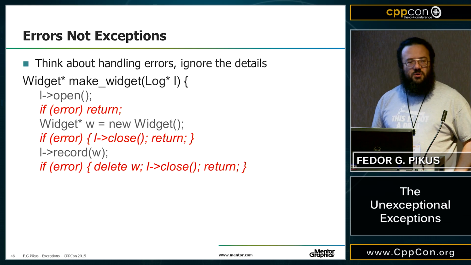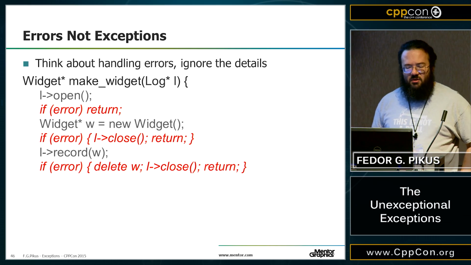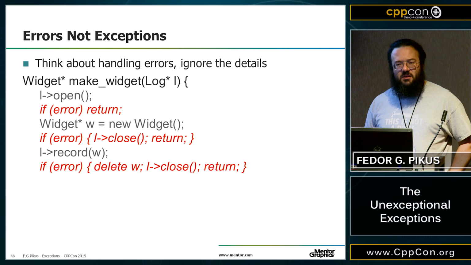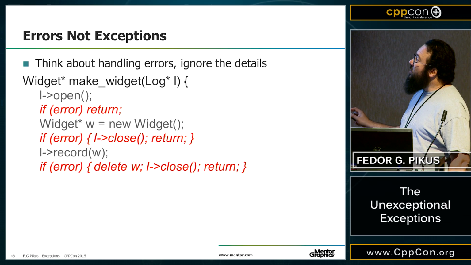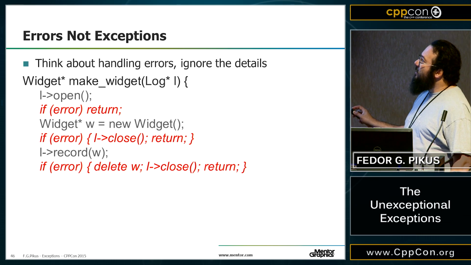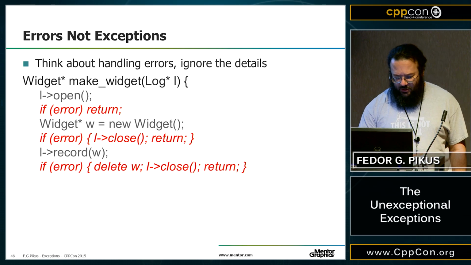So it's useful to think in terms of handling errors, not the details of whether they're expressed by exceptions or not. So let's look at this kind of pseudocode. From this point forward, if an error happens here, we just return. We may return through the normal channel or through the exception channel, but we basically don't do any of this. If an error happened on this line, we must close the log and then return. If an error happens on this line, we must delete the widget, close, and then return, and so on.